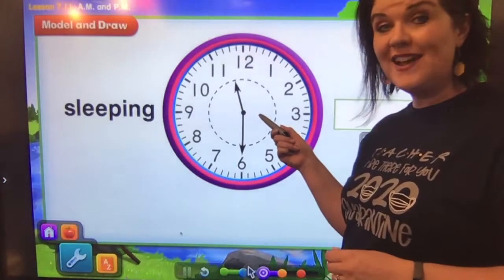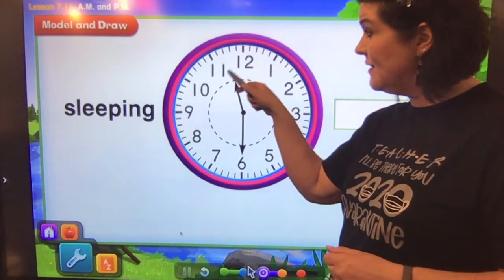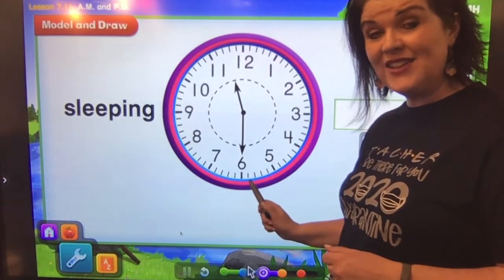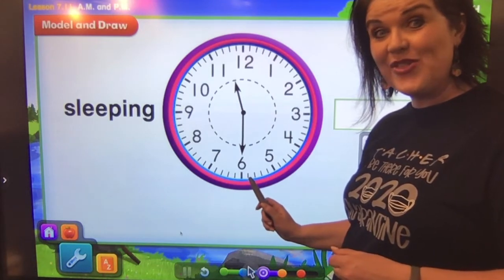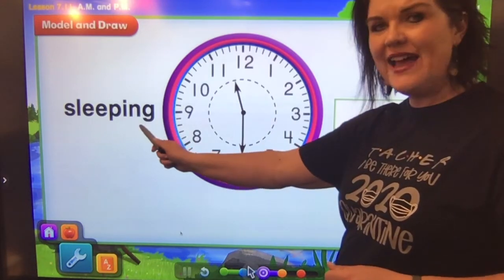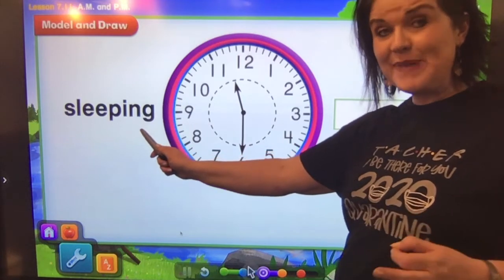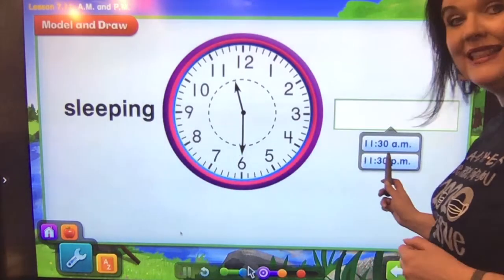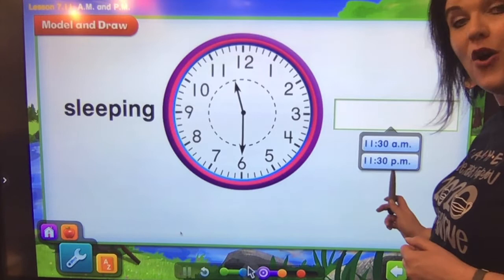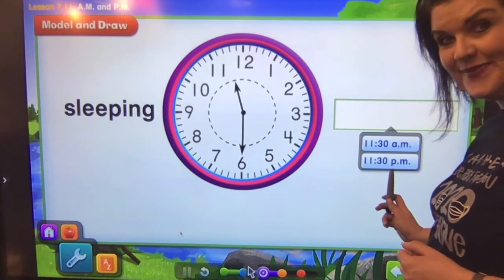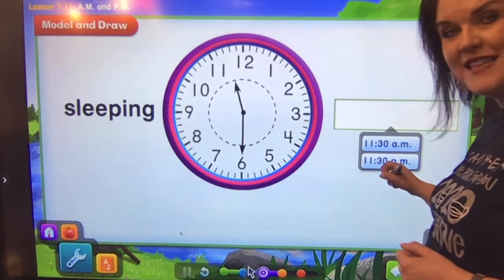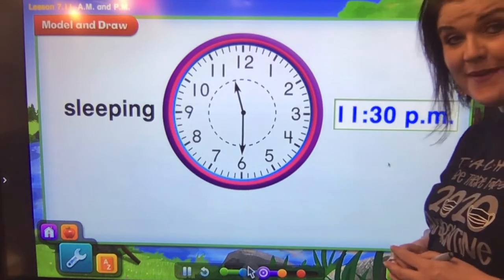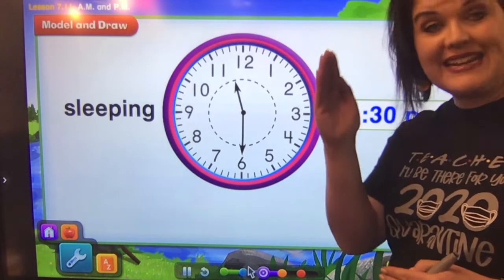Let's figure out what time this is. The hour hand is between the 11 and the 12, and the minute hand's on the 6. We know that is 11:30. Now we need to find out, when would you be sleeping? Would you be sleeping at 11:30 a.m. or 11:30 p.m.? Guess what? You would be sleeping at 11:30 p.m. because that is at night.